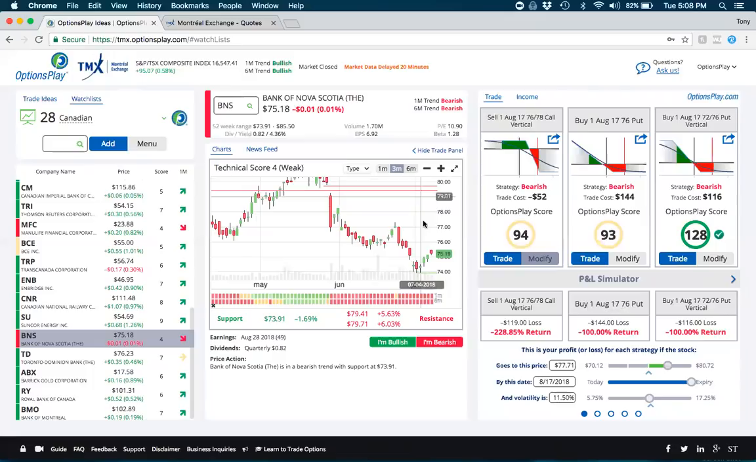What happens if the stock goes up to $79? What are my losses? Am I okay with that? Am I okay with losing $148 when my max reward is only $52? Maybe you're not okay with that. So in that case, maybe you might want to trade this vertical instead.